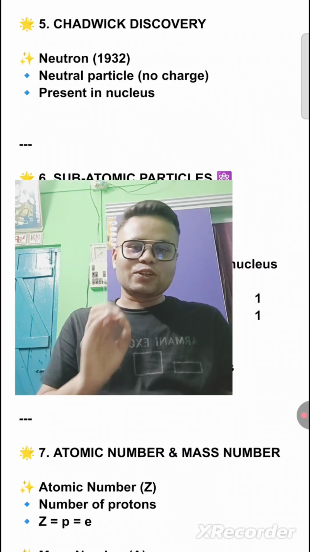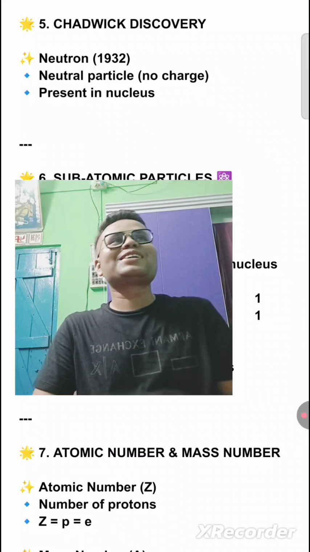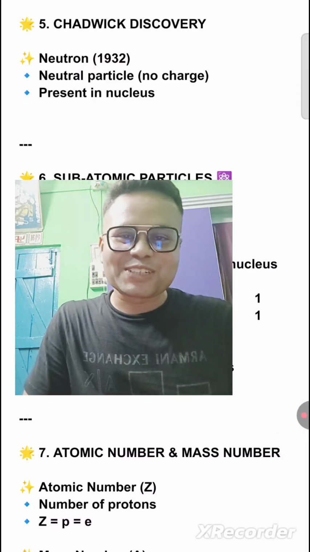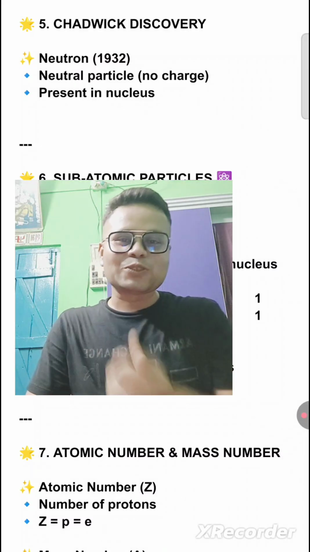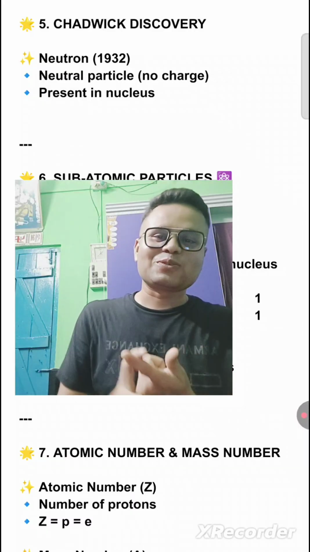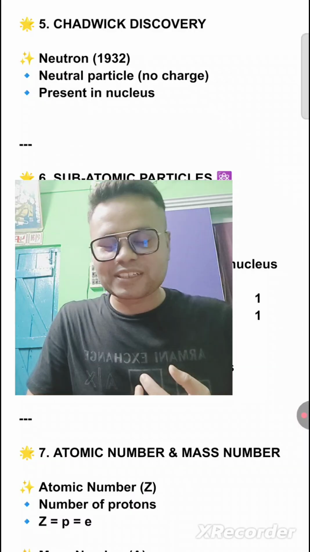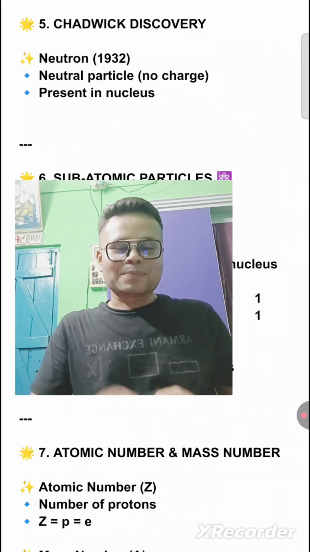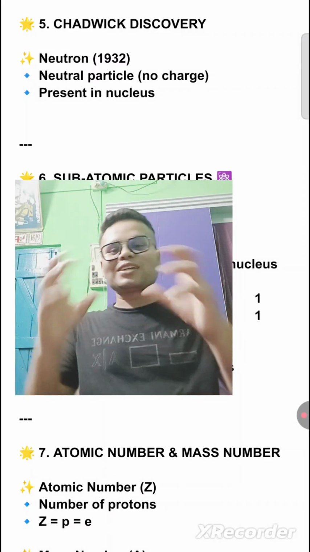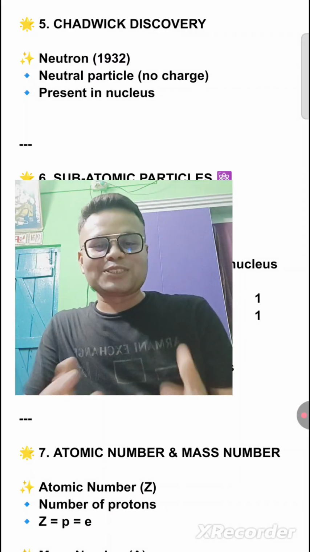Chadwick's discovery. If you're talking about Chadwick's discovery, that is the neutron in 1932. First of all, neutral particles are there, with no charge, and present in the nucleus. So all these come under Chadwick's discovery.